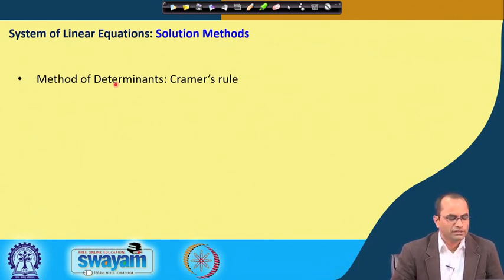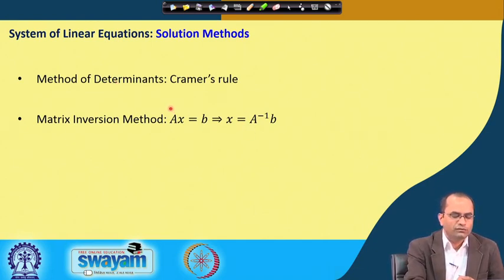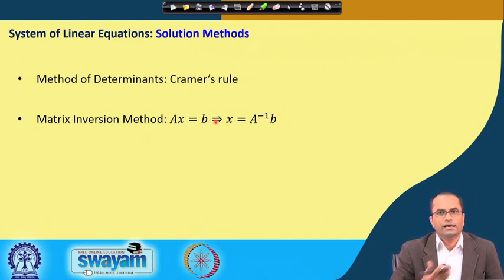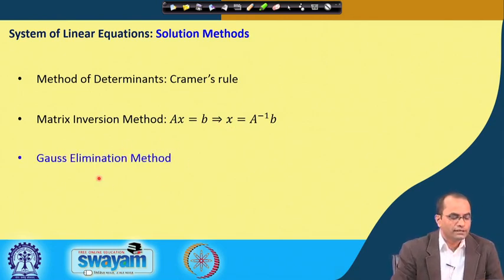In that case, it is possible to get the solution of a rather smaller system of equations using this method of determinants. We also have the matrix inversion method, where this system Ax is equal to b we can solve once we have the inverse of the matrix. So, out of Ax is equal to b, we can write x is equal to A inverse b, and once we have A inverse, we multiply by b and then we get x. So, if we have the inverse of a matrix, we can easily write down the solution of the system.